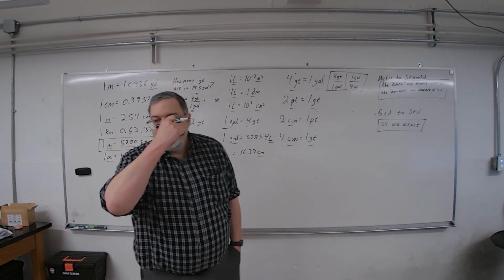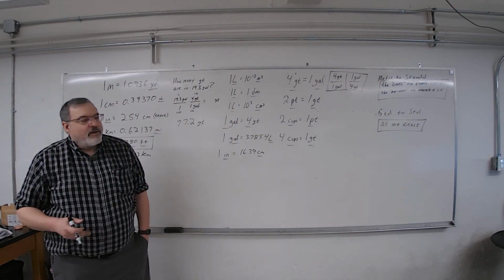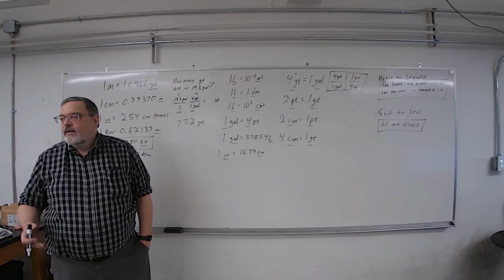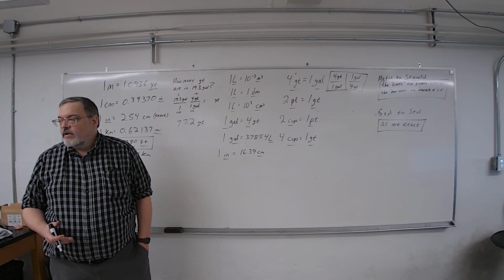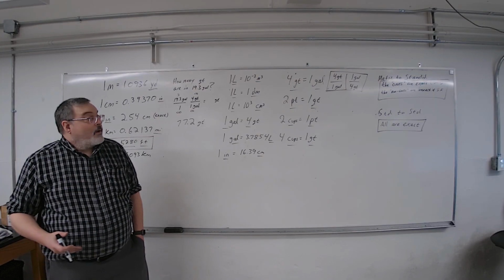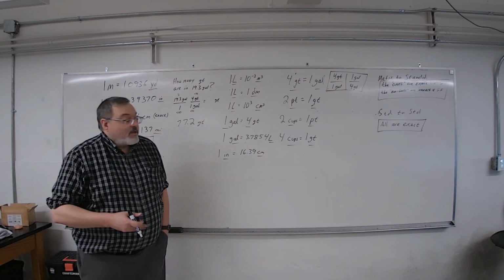4,280. So standard to standard, whether it's a 1 or not, it's a perfectly exact number. You don't consider it for significant figures. Standard to metric.